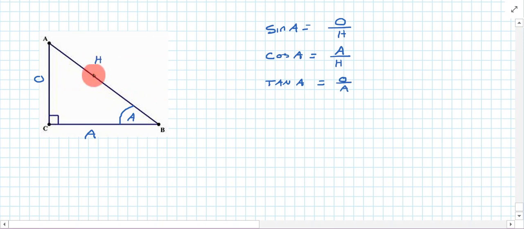So basically if you want to get the sine of A, you take the length of this opposite side and you divide it by the length of the hypotenuse. If you want to get cos A, you take the length of the adjacent, which is this side here, and you divide it by the length of the hypotenuse. And the tan of A, you take the opposite and divide it by the adjacent. So this is sine A, cos A and tan A.